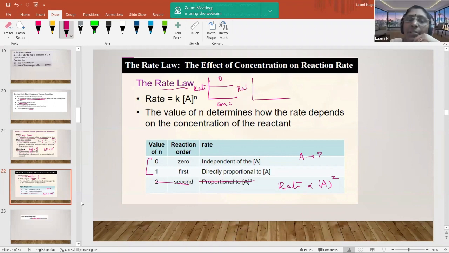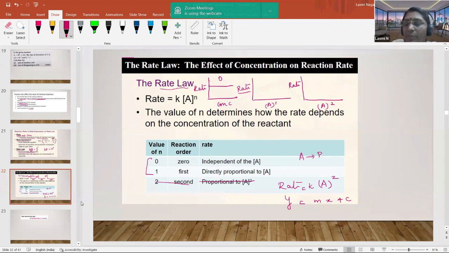How will the expression look if I put A to the power 1? Supposing the reaction is a first order reaction and I plot rate versus A to the power 1. If the reaction is a second order reaction, I plot rate versus A to the power 2. What do they look like? Let us go to the rate law itself. Can we put it as y is equal to m into x plus c?